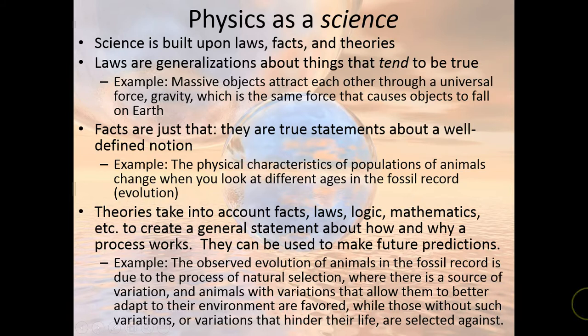So, in accordance with the fact that we stated just a little while ago, an example of a theory would be that the observed evolution of animals in fossil records is due to the process of natural selection, where there's a source of variation, and animals with variations that allow them to better adapt to their environment are favored versus those who don't have these favorable variations, and those who don't have these variations tend to be selected against. In other words, they are less likely to pass on their genetically favorable variations to the next generation. So this is the theory of evolution by natural selection.